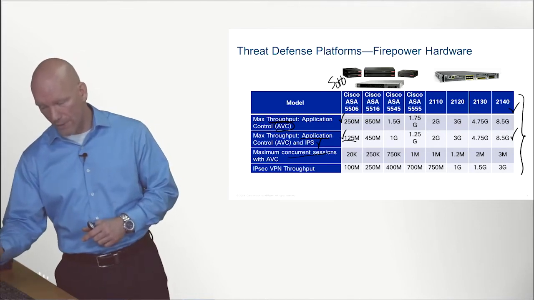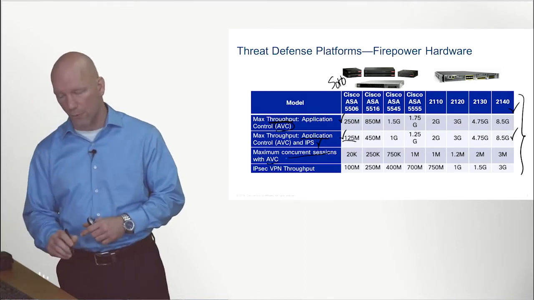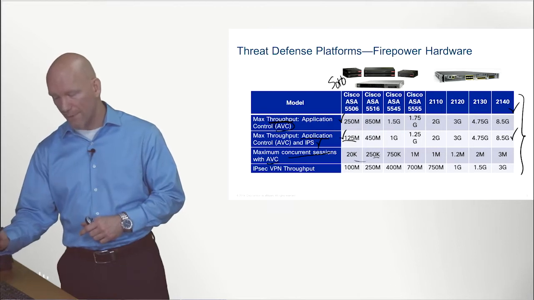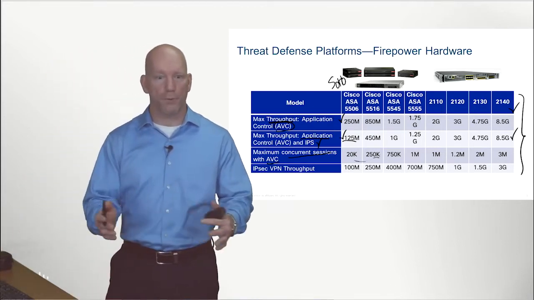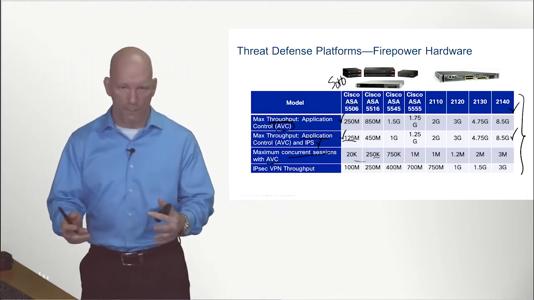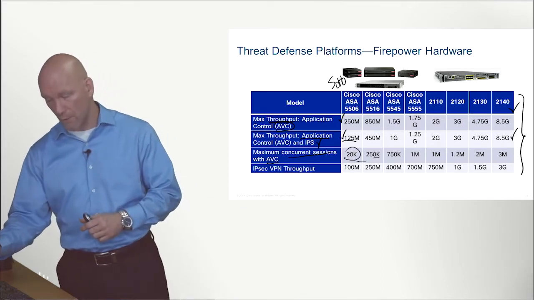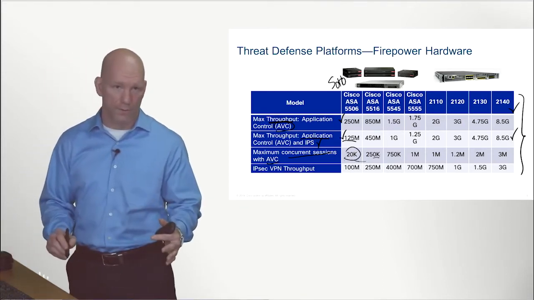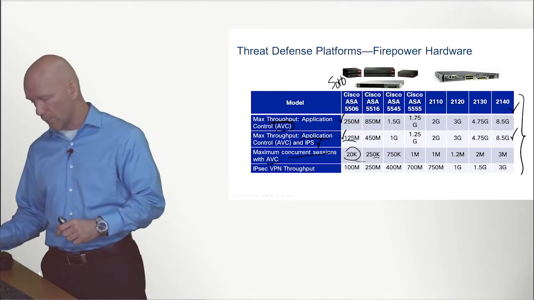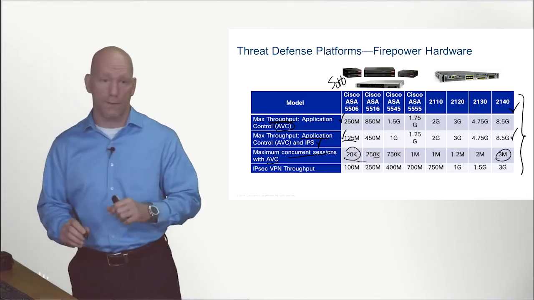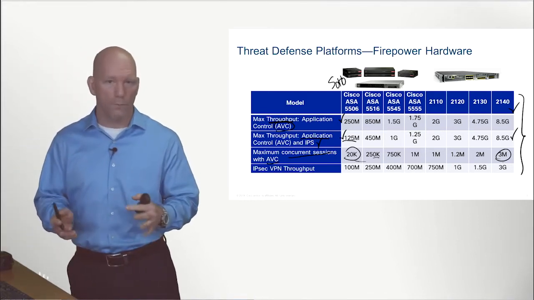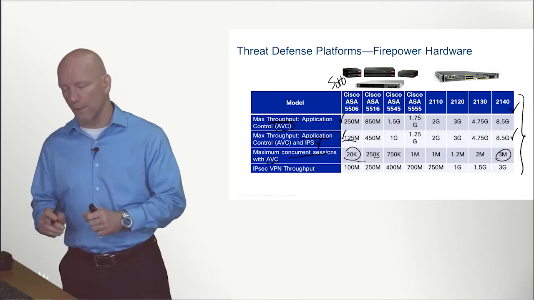Our concurrent sessions with Application Visibility and Control. Please note the range. This time it's not going to be bits per second, megabits per second, or gigabits per second. It's going to be things like 20,000 concurrent sessions with Application Visibility and Control, all the way over here to 3 million concurrent sessions, again with the Application Visibility and Control feature.